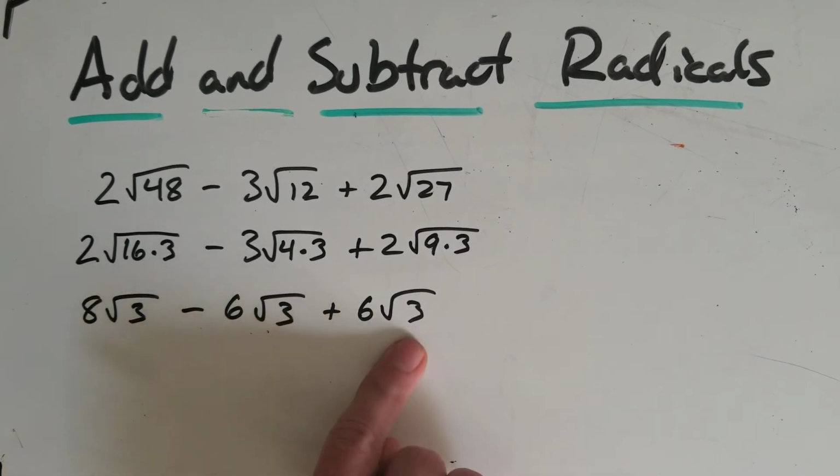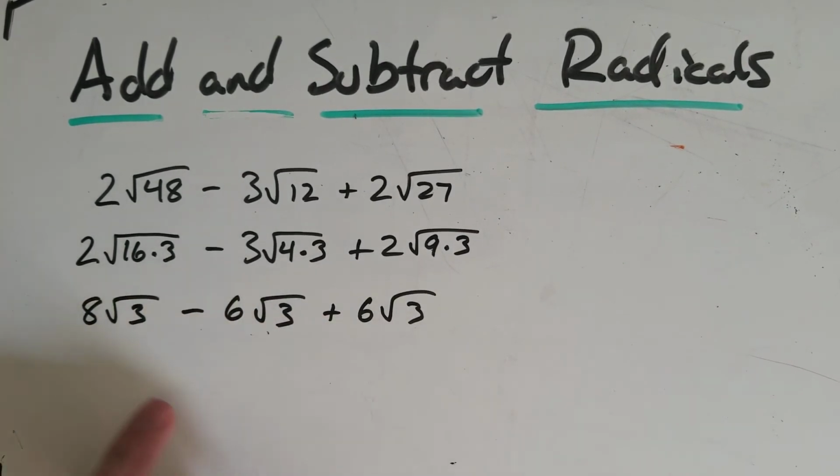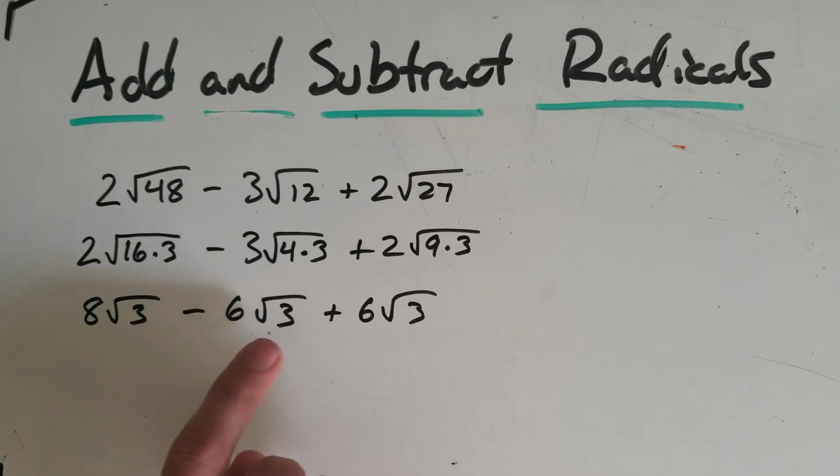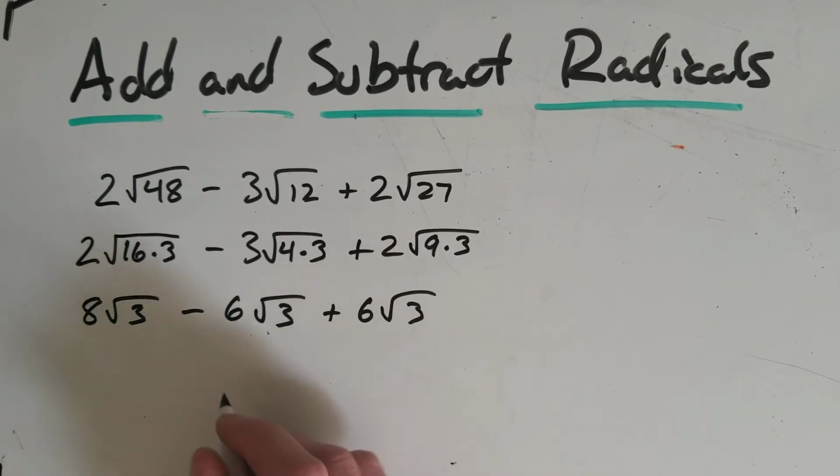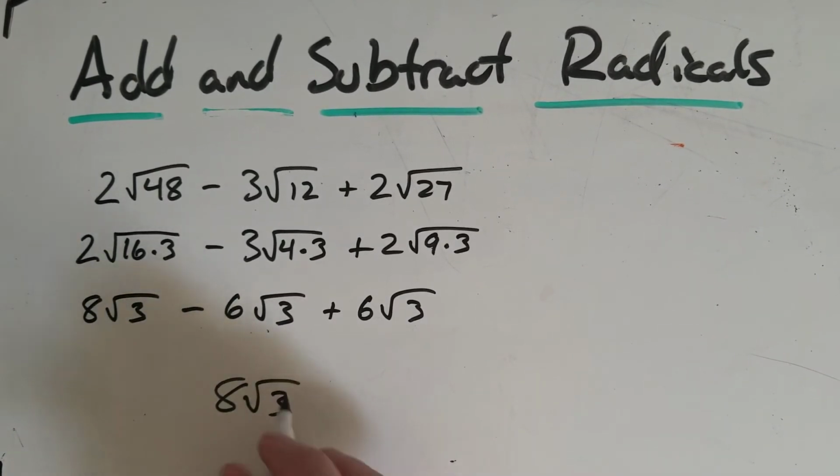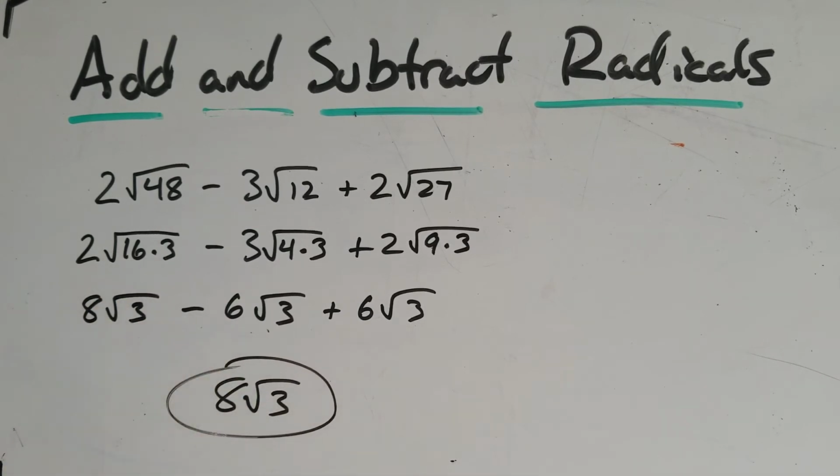And notice they all have root 3, so you can combine all the terms. 8 minus 6 plus 6, well, minus 6 plus 6 is 0, so our simplified form is 8 times the square root of 3. That would be simplest radical form.